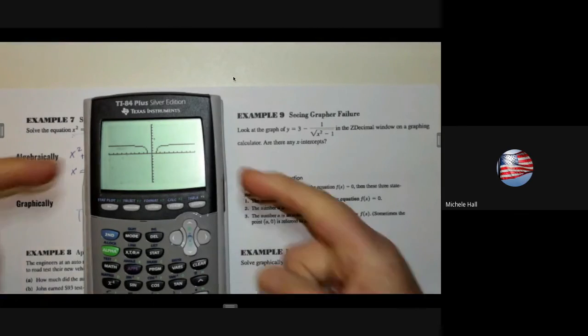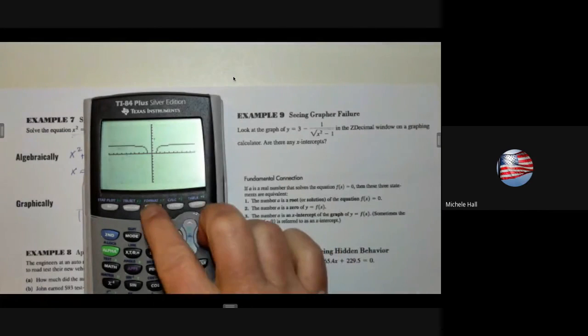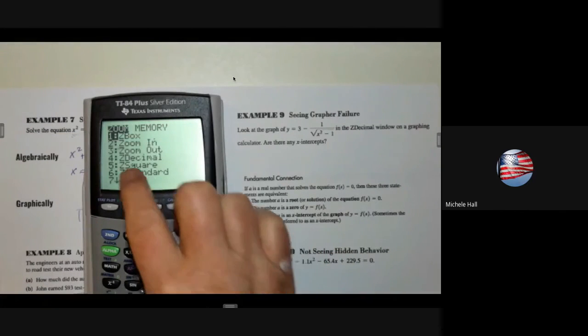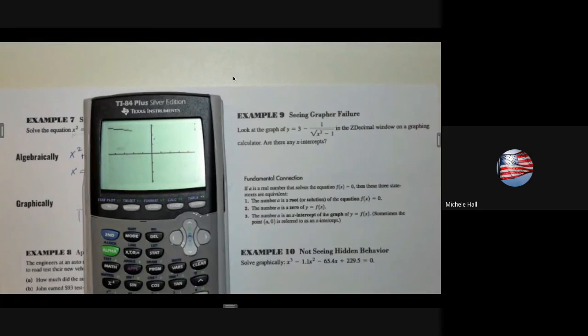We need to look at this in Z decimal. We can see that the graph is coming in and it's going down, but then what's happening? Zoom, Z decimal would be 4. It gives us a little bit better of a look at it. Are there any x-intercepts? It doesn't look like it's crossing the x-axis. It stops. What is going on here?